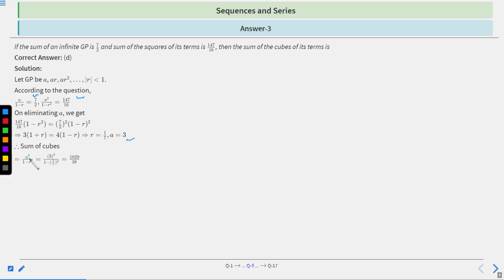So we find that a cube upon 1 minus r cube is the summation. So a is 3 and r is 1 by 7. So 3 cube upon 1 minus 1 by 7 cube. So the answer is 1029 upon 38. Option D is the right choice.